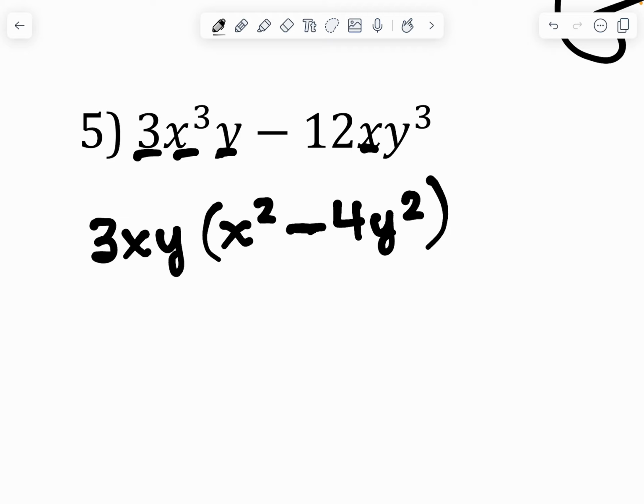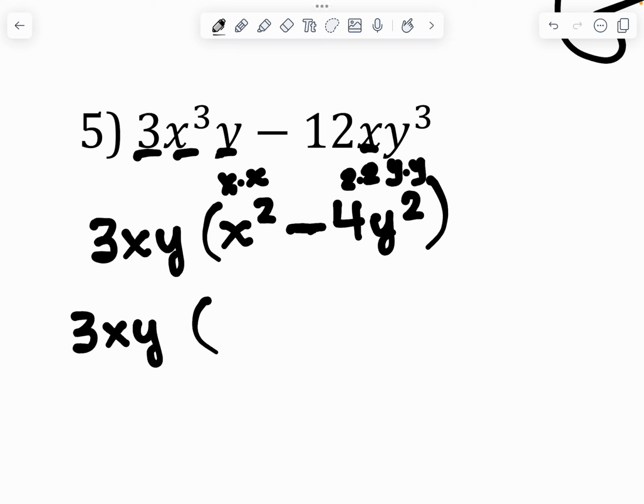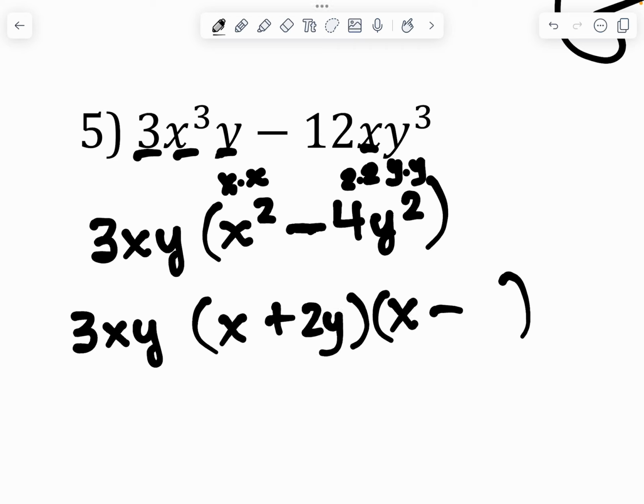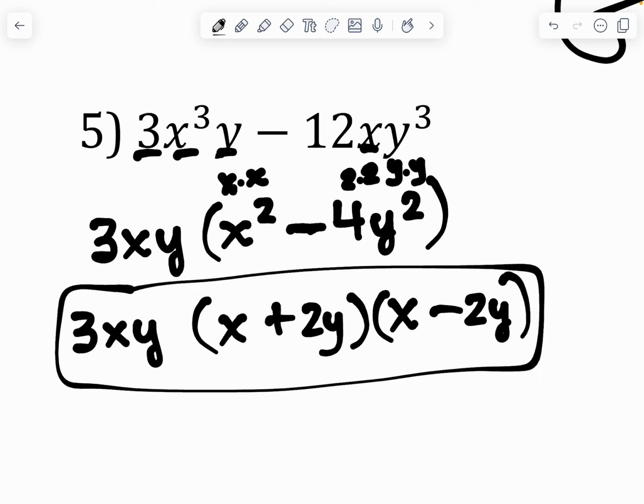This is the difference of two squares. So I have 3xy, and this is going to factor. So I'm going to have x and x, and this is 2 times 2 and y times y. So the difference of two squares is going to have two factors, one positive and one negative. That means I'm going to have x minus 2y and x plus 2y. And so that is my answer for factoring.